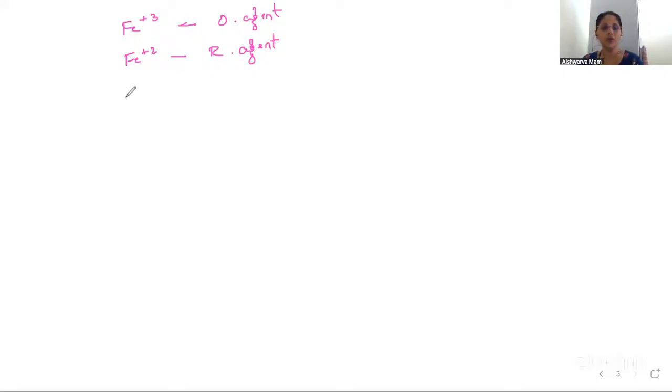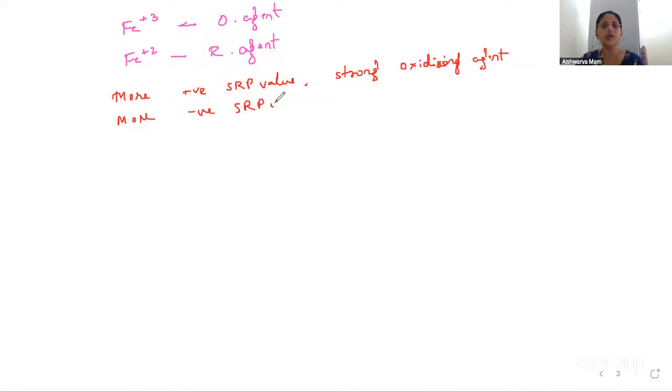What we can confirm from here is, the more positive the SRP value, the stronger the oxidizing agent. The more negative the SRP value, the stronger it is, it will be a strong reducing agent.